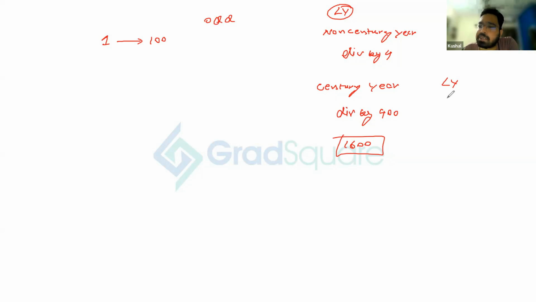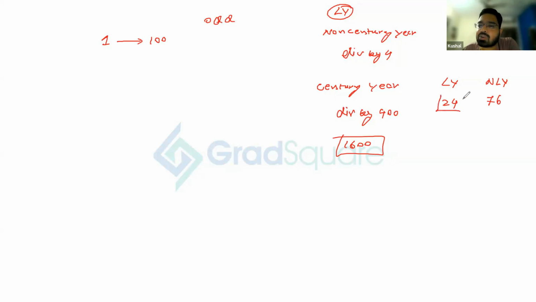How many leap years were there from the year number 1 to year number 100? There were 24 leap years. Absolutely correct. How many of them were non-leap years? There will be 76 non-leap years, because the total is 100 years.